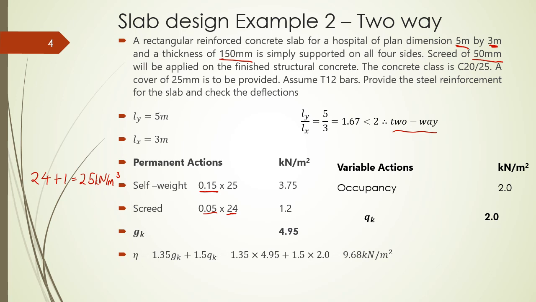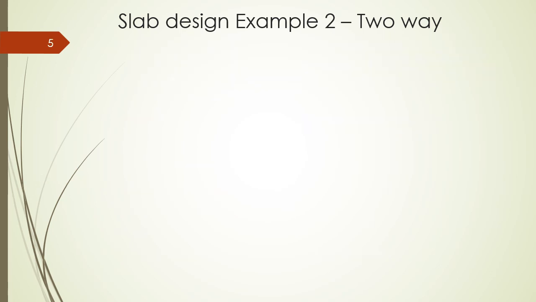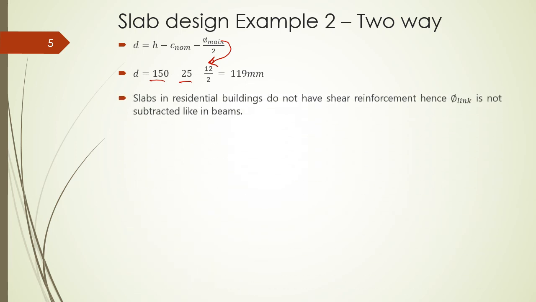Then we'll get the design load, eta, which is equal to 1.35 Gk plus 1.5 Qk to get 9.68 kilonewton per meter squared. We will then calculate the effective depth d by taking the overall depth minus the cover minus half the main bar diameter, which we will assume for now is 12. We will get our effective depth is 119. Slabs in residential buildings do not have shear reinforcement, hence the diameter of the link is not subtracted like in beams. The design moment of resistance, MRd, is then calculated using that formula to get 47.3 kilonewton meter.